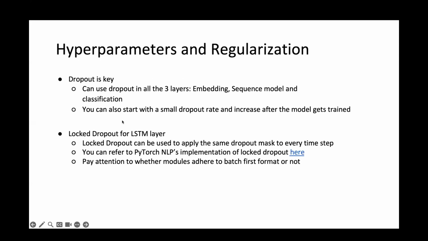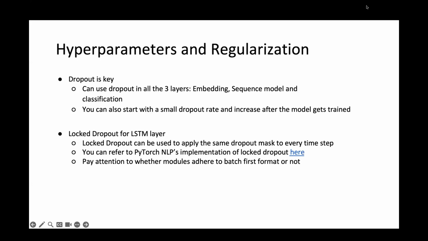Dropout can definitely help you in the overfitting case. You can use dropouts in all three parts of your model, which are the embedding, sequence, and classification parts of your model. Start off with small dropouts, observe how the model is getting trained, and then you can increase the dropout rate. There is something called locked dropout.